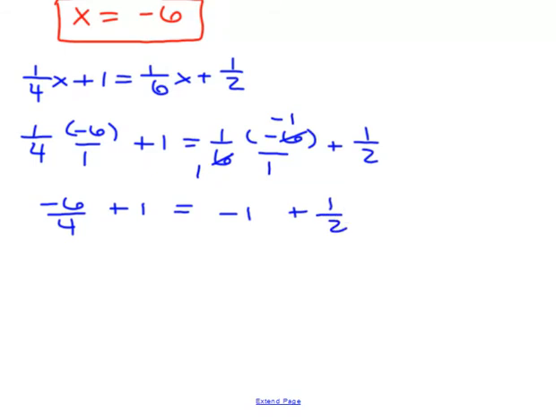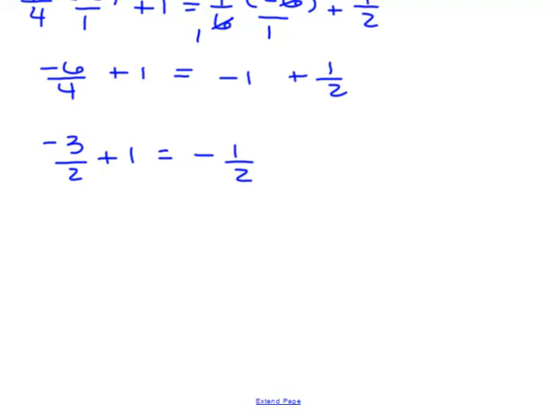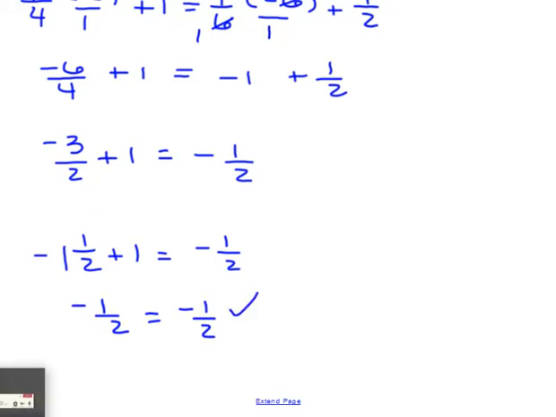So this guy can simplify to 3 over 2. So negative 3 over 2 plus 1 equals negative 1 plus 1/2 is negative 1/2. And then negative 3 over 2, which is the same as negative 1 and 1/2, plus 1 equals negative 1/2. So negative 1/2 equals negative 1/2. Our answer checks out.